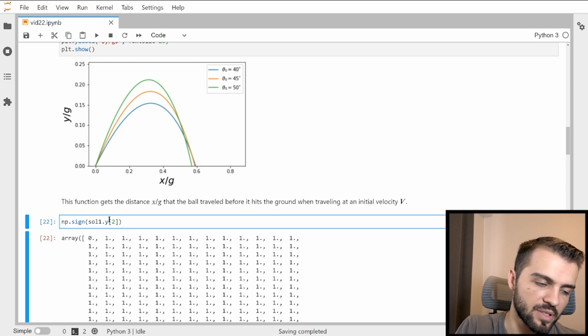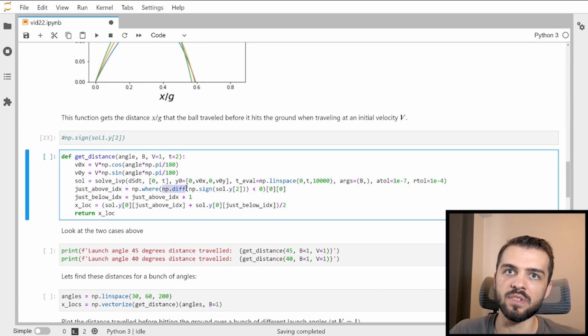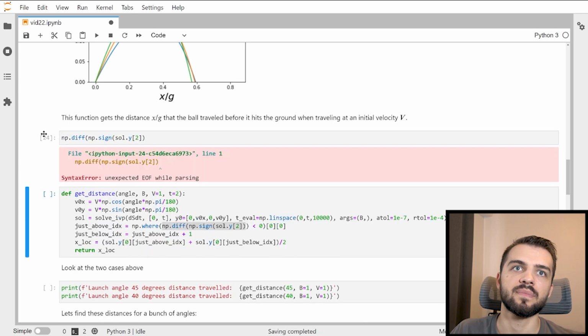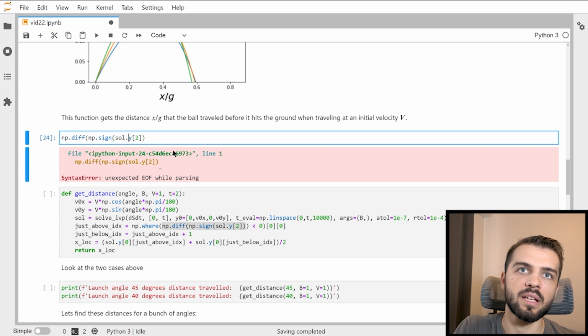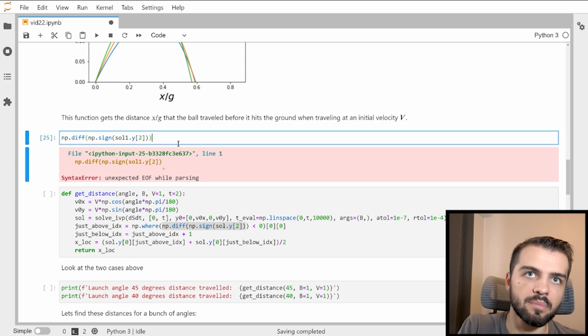So I'll comment this out here for a sec. And then I add another thing. I say, well, I'm going to take the difference. So this takes consecutive differences of that array. So I can look at the differences between this. Again, making sure to put solution 1 here. And I need to make sure my outside bracket.